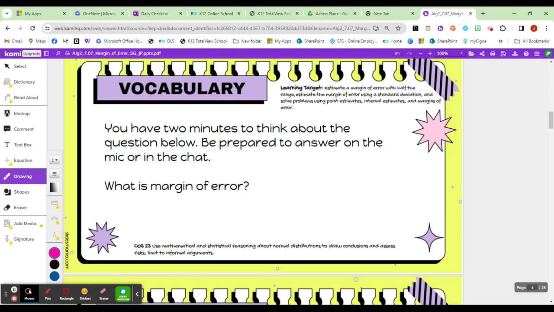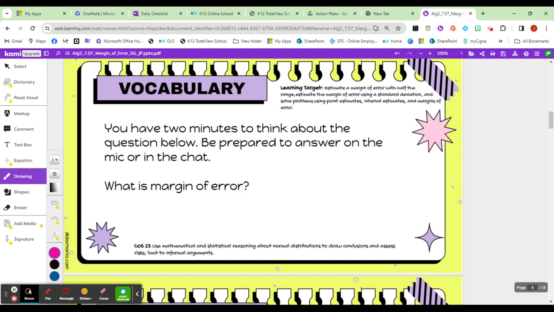So if we collected some data using a survey, and let's say there were 100 students in my class, and I wanted to find out what their favorite food was. And if I could send a survey out to all 100 of my students, and all 100 of my students could answer the survey, I would not need something called a margin of error. So we need a margin of error when we cannot collect data from every single person in the population.